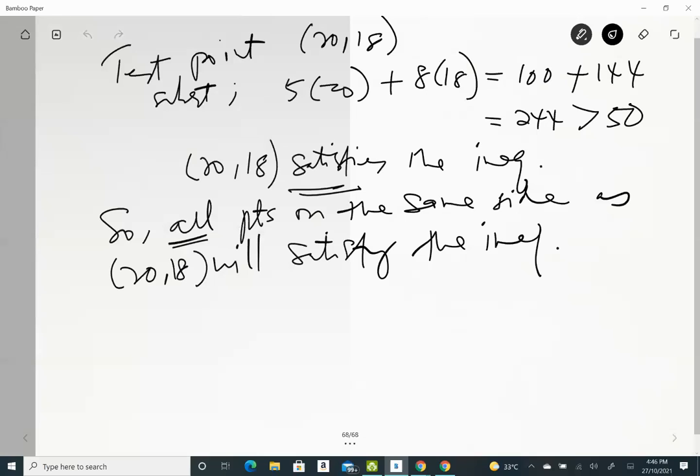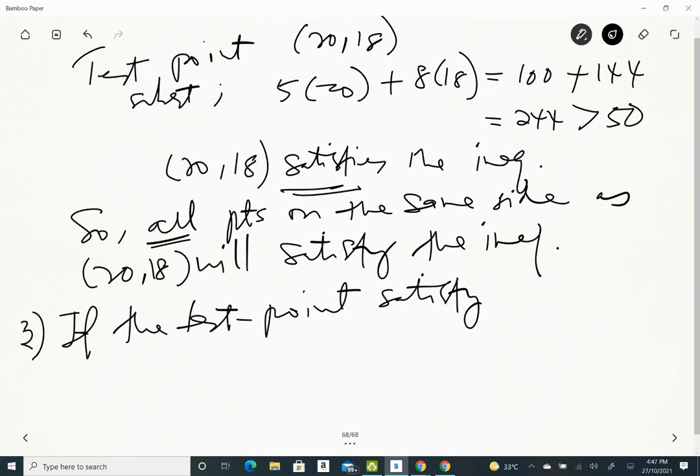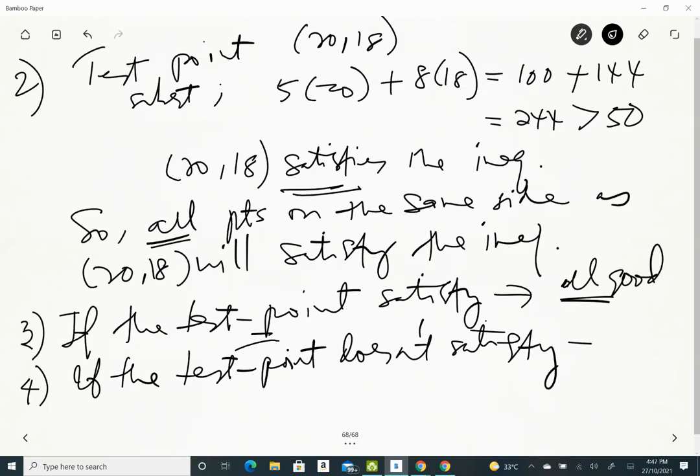Okay, all right, good. So now my third point is this. This is number 2, number 3. So if you choose a test point, and then by doing the substitution, it satisfies. If the test point satisfied, that means what you have is case number 2. If the test point satisfied, then you are all good, because all the points on the same side will satisfy. Now, you can also have the case of number 1. The test point does not satisfy. If the test point does not satisfy, then it's not good.